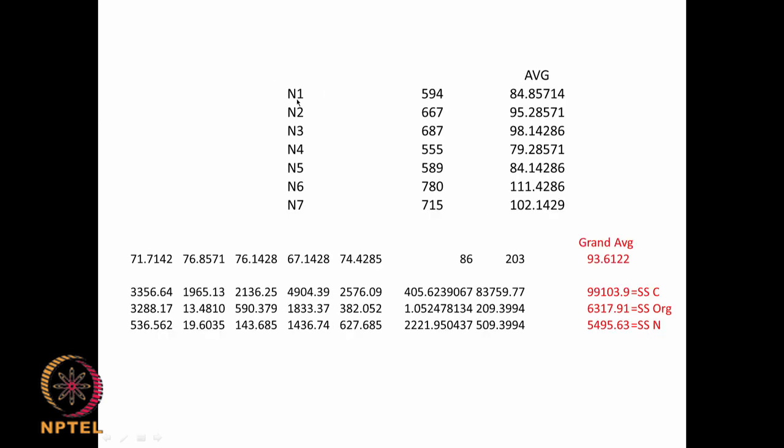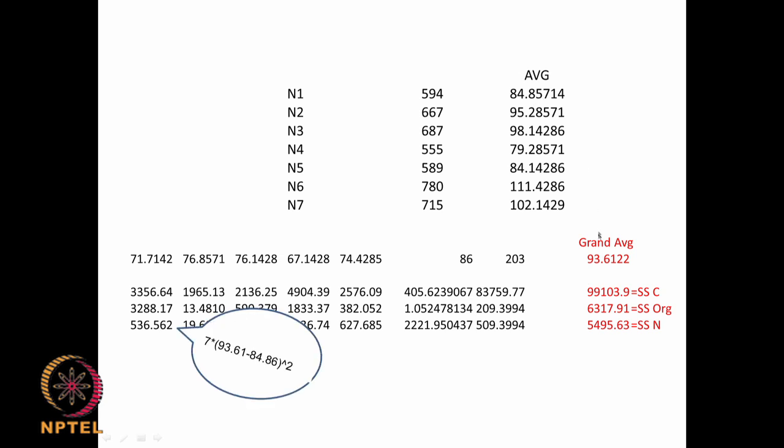Now how do you take the sum of squares for nitrogen? So we know the average, this is the average 84.8, and you know the grand average. So what do you do? Each one of them you subtract from the grand average, square it up, multiply by 7. So you should get this particular row for nitrogen. Each of the averages are like this, 84.8. This column gives you the sum of nitrogens. Then divide by 7 you get this.